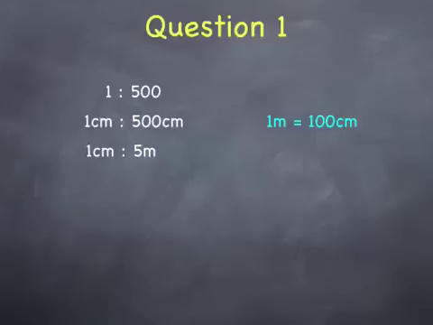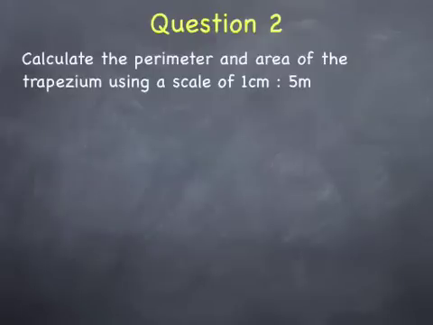Using that scale makes it a lot easier to do our calculations from now on for the rest of the next couple of questions. So the answer is 1 centimetre is to 5 metres. The three scales in white are the same thing. They mean the same thing. They're all 500 times bigger in real life. Okay, question 2 is to calculate the perimeter of the trapezium. So just calculate the perimeter, press pause and press play when you're ready.